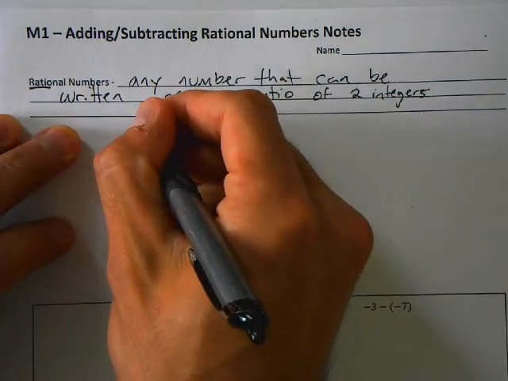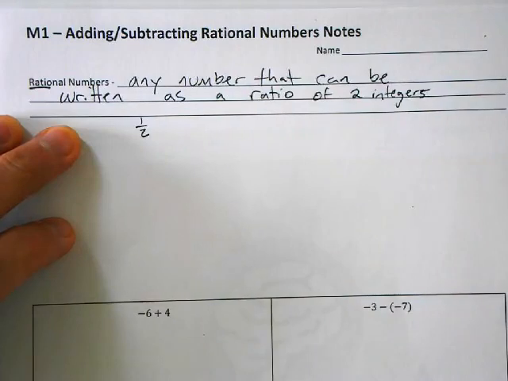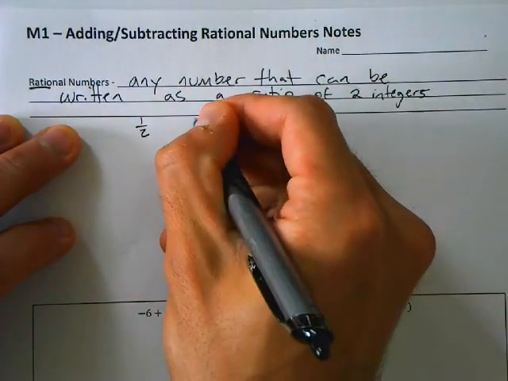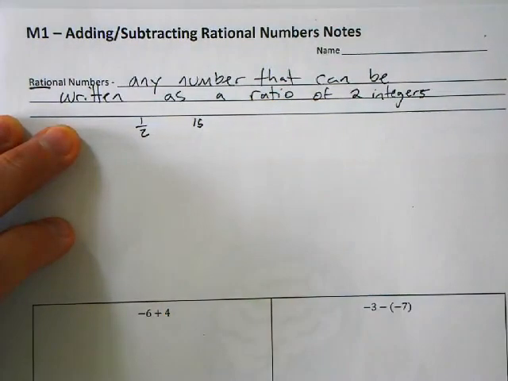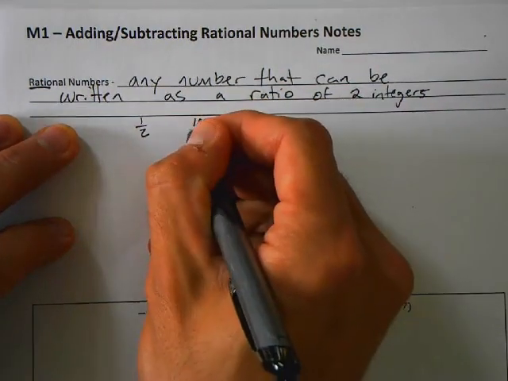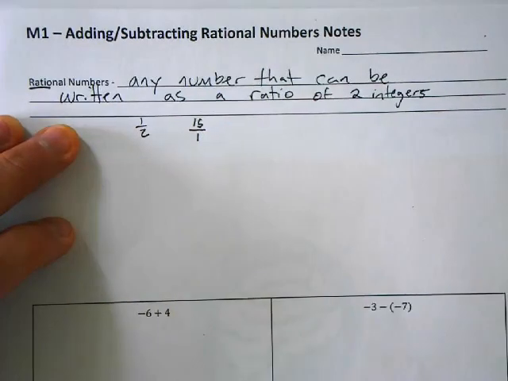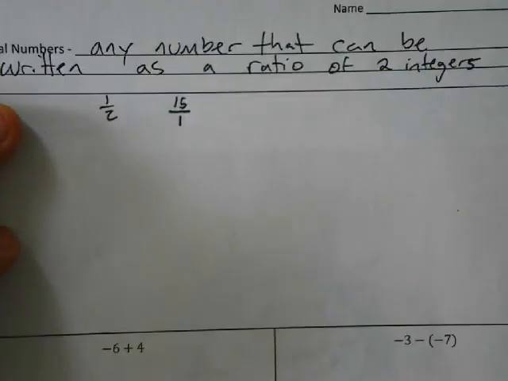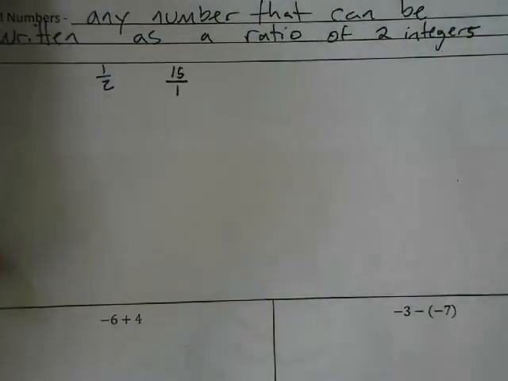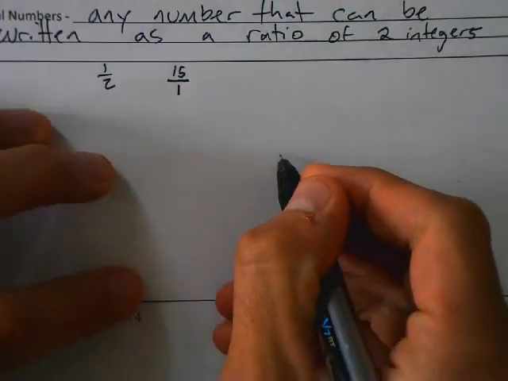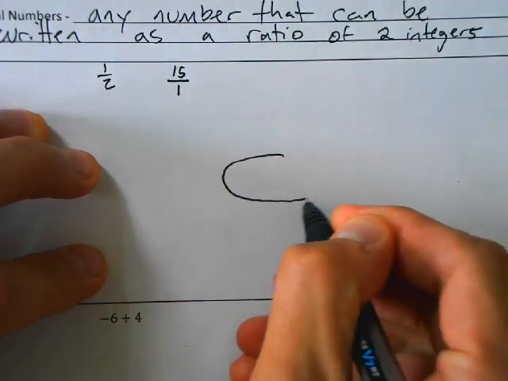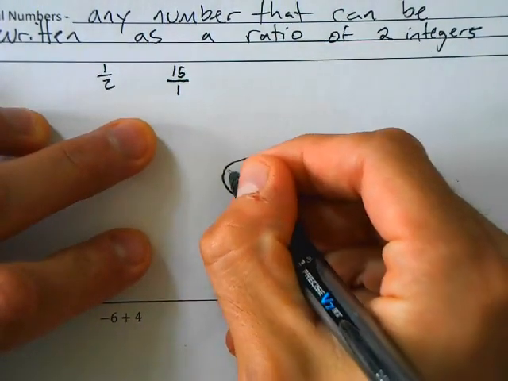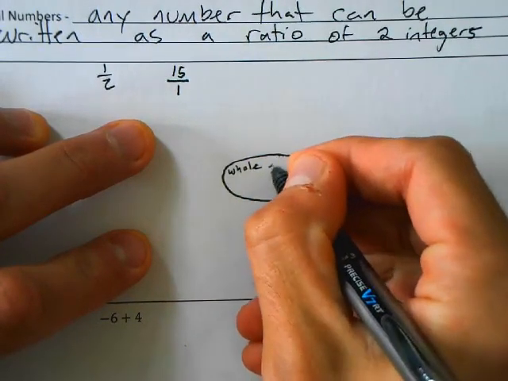For example, 1/2, that's a rational number. It's the ratio 1 to 2. But the whole number, 15, that's also a rational number because we can write it as the ratio 15 to 1. Let's think a little more about that. And we're going to draw a diagram in this space below. I want you to start out by drawing a small circle, smallish, in the middle. This circle is the whole numbers.